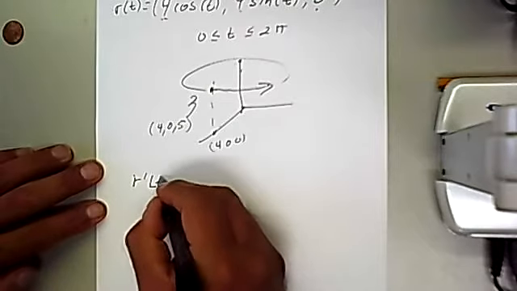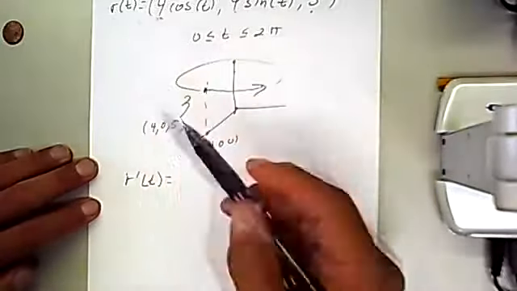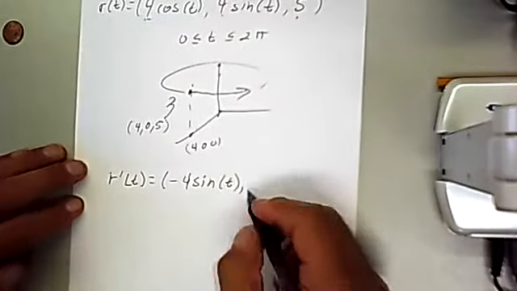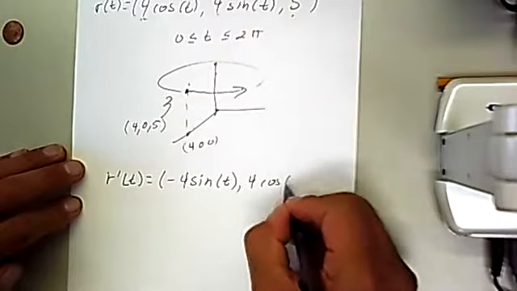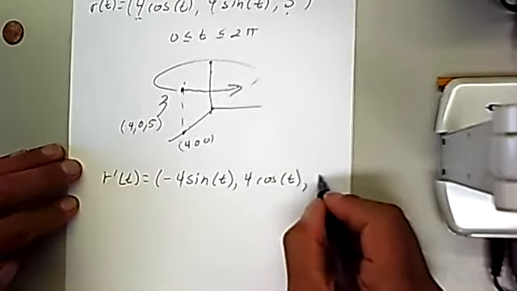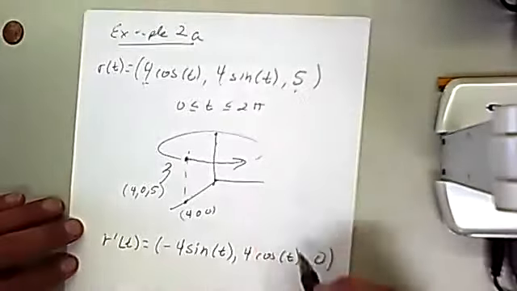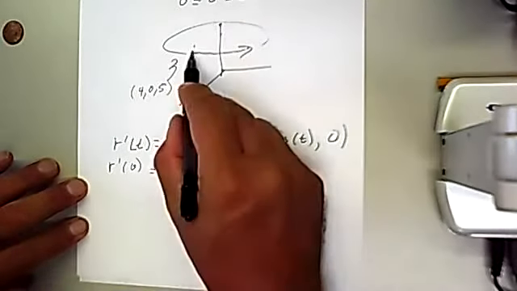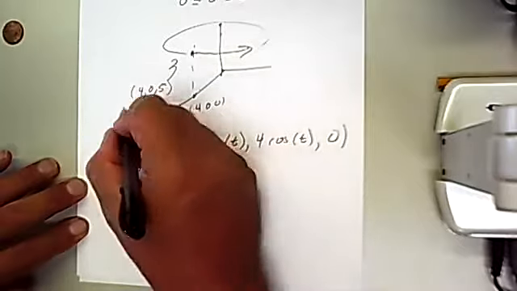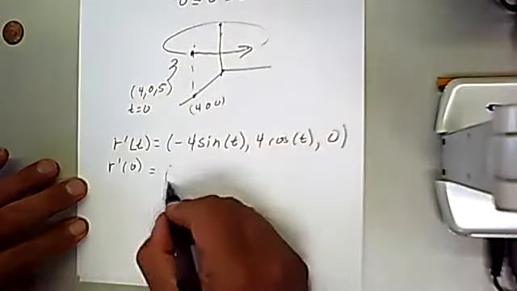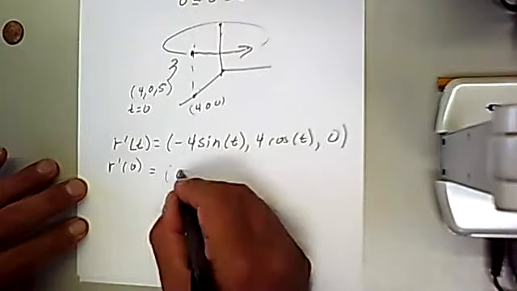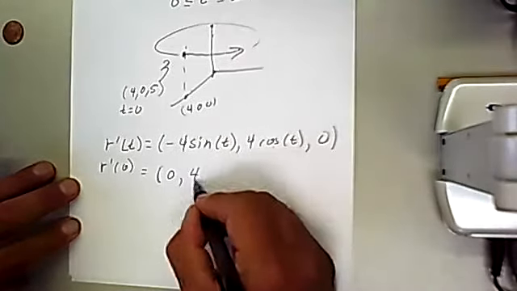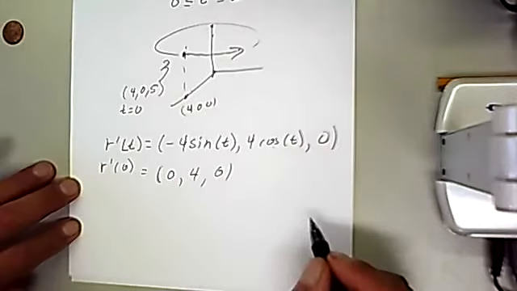r prime of t at any time will be the derivative of cosine, of course, which is negative sine. So we have (-4 sine of t, 4 cosine of t, 0). The derivative of 5, of course, is 0. The derivative at 0, so at that point, this is the point when t is equal to 0, would be sine of 0, so 0, cosine of 0, which is 1, but then we multiply by the 4, so we get (0, 4, 0).